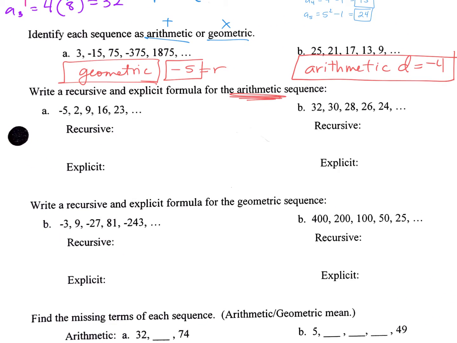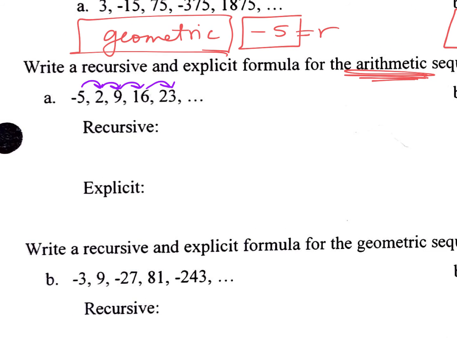Look at that first one. What is your common difference going to be? Do you remember how to check it? Second number minus the first, right? So if you go 2 minus a negative 5, you get 7. If you go 9 minus 2, you get 7. 16 minus 9, you get 7. So we're adding 7 each time.